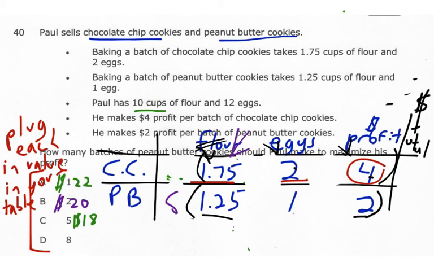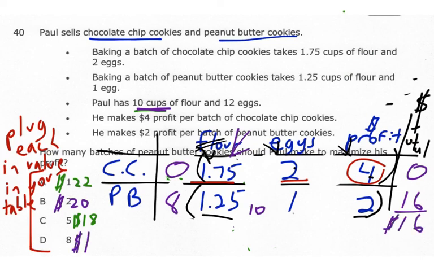Alright, so now if I plug in an 8 for peanut butter, 8 times 1.25 gives me exactly 10. Well, let's stop right there. If that gives me 10, I can only use 10 cups of flour. So that means I don't have any flour left for chocolate chip cookies, which means that's 0. So 0 times 4 is 0. I'm not making any money off chocolate chip. 8 times 2 gives me 16. So I only made 16 bucks. Scratch that. So the best choice, of course, is going to be choice A, as we thought all along. It uses up all of our ingredients, and it uses more of our money maker, which is the chocolate chip.